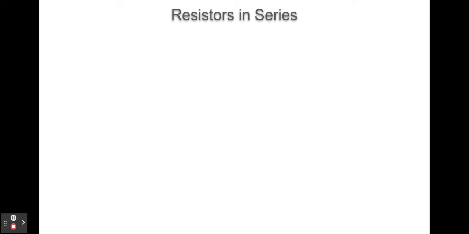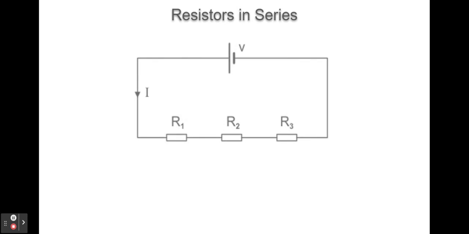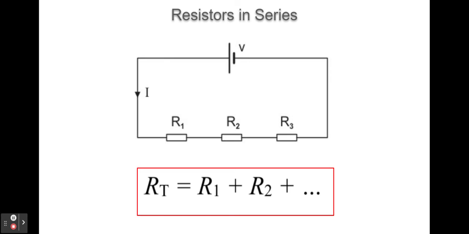Now, the last thing we need to look at are resistors in series and parallel circuits. So in a series circuit, if we have a number of resistances connected together in series, it's very easy to work out the total resistance because the total resistance just increases the more resistors there are. So the total resistance in a series circuit is equal to the sum of each of the resistor values within the circuit.